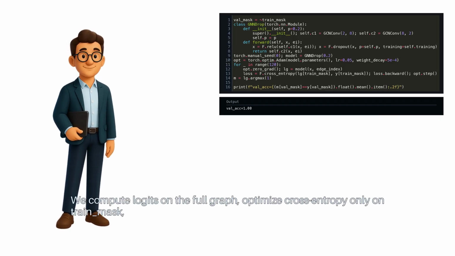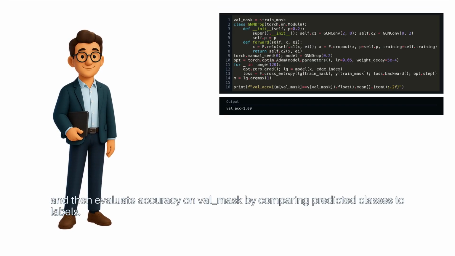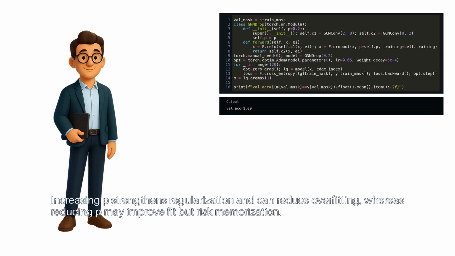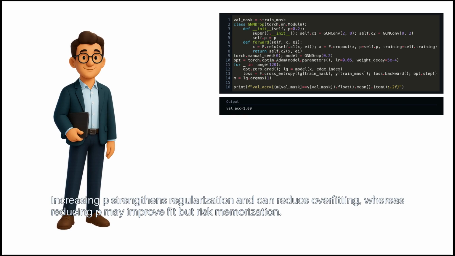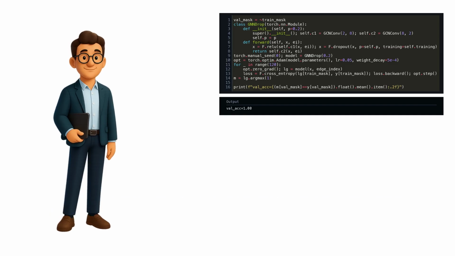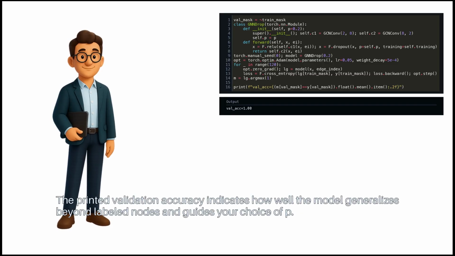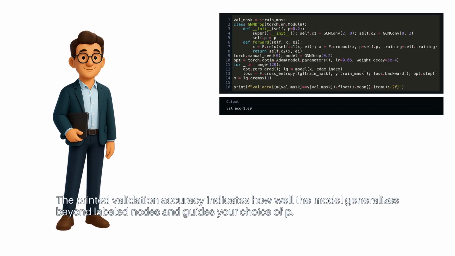We compute logits on the full graph, optimize cross-entropy only on train_mask, and then evaluate accuracy on val_mask by comparing predicted classes to labels. Increasing p strengthens regularization and can reduce overfitting, whereas reducing p may improve fit but risk memorization. The printed validation accuracy indicates how well the model generalizes beyond labeled nodes and guides your choice of p.